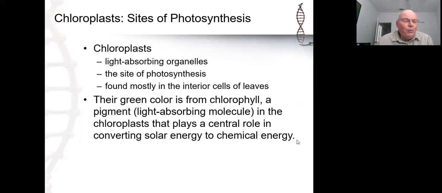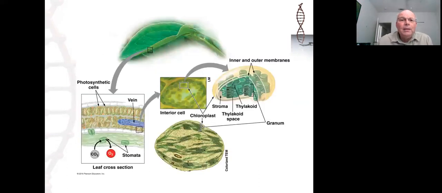So in terms of where photosynthesis occurs, let's go straight to the diagram. So if we take a look at a typical leaf, you notice that there are layers of cells in the leaf, and we refer to these cells as mesophyll cells.